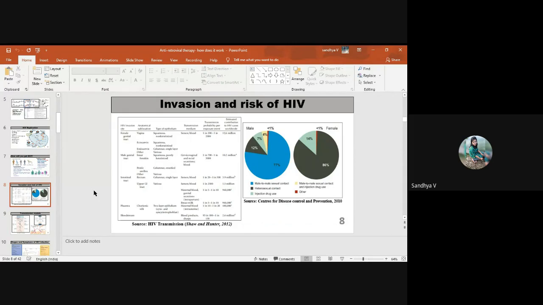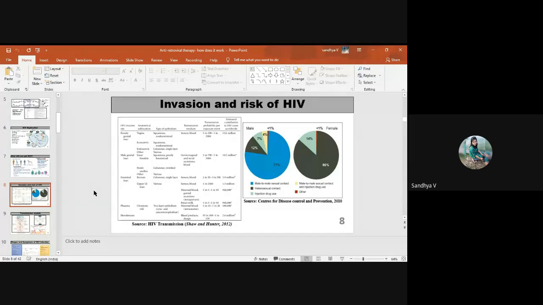So, invasion and risk of HIV. As I already said, the main transmission route is mucosal transmission. The female genital tract and male genital tract are the two major transmission sites of HIV, and the intestinal tract, placenta, and bloodstream are the lowest cases.